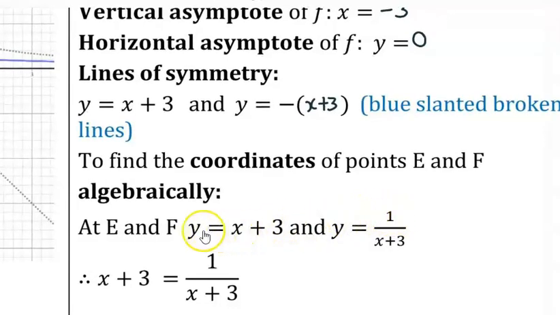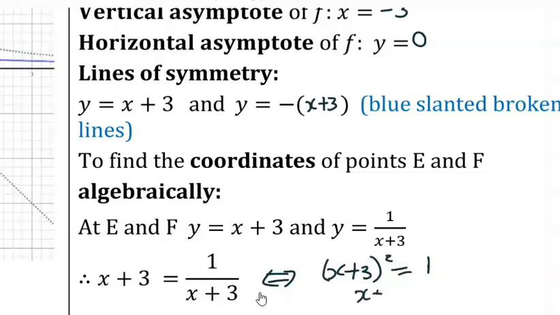And then if we want to find the coordinates of the vertices, we solve where the axis of symmetry meets the hyperbola. So this is where x plus 3 is equal to 1 over x plus 3. That will give me x plus 3 squared equal to 1.